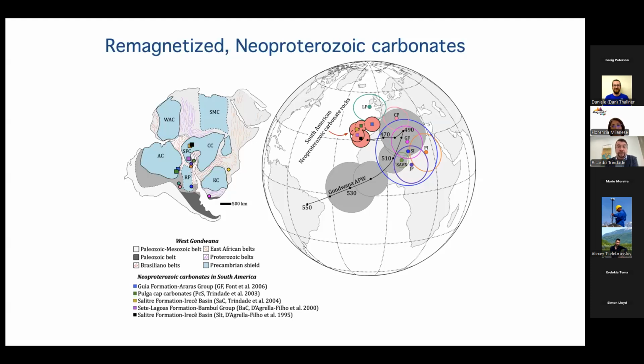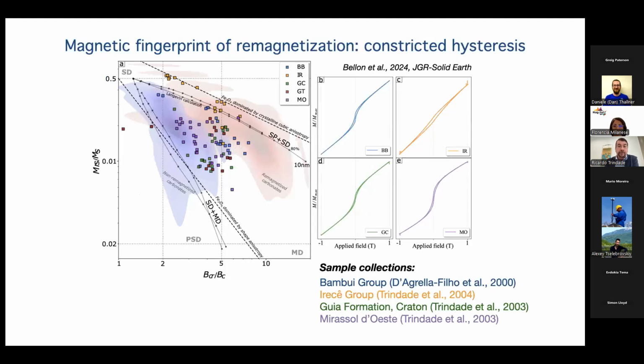So if we go for the bulk characterization of those rocks, we have the typical magnetic fingerprints of remagnetization. One of them is constricted hysteresis. All of them have those anomalous hysteresis loops in the form of wasp-waisted or some belly hysteresis.